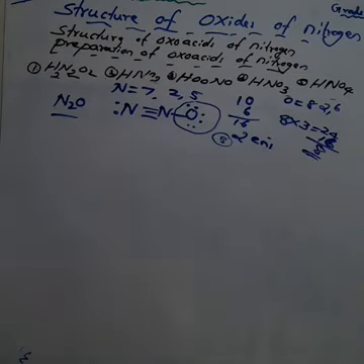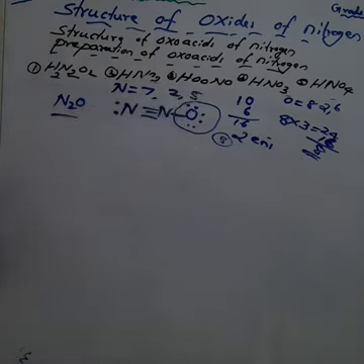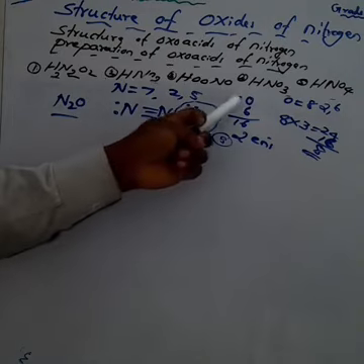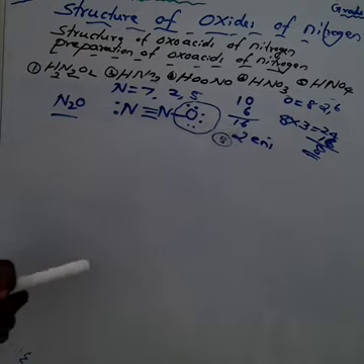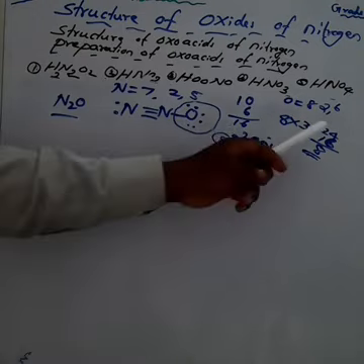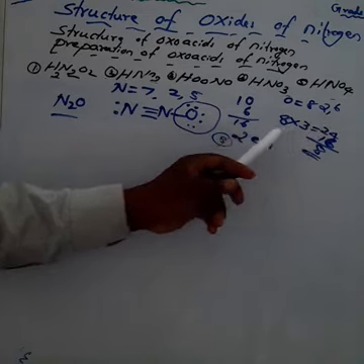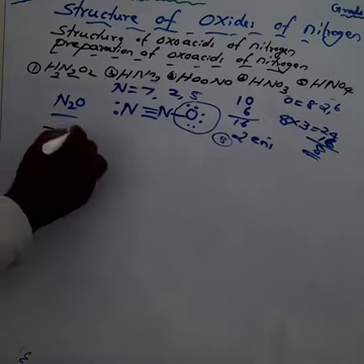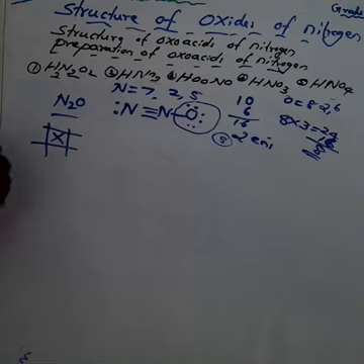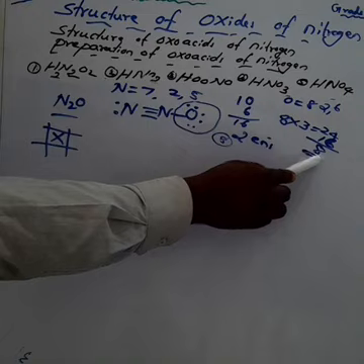First you have to find out the valence electrons. The valence electrons of 1 nitrogen is how much? 5. 2 nitrogens is 10. Oxygen is 6. So 10 plus 6, we have 16 electrons. But we need 24 electrons. Because, suppose I am taking 1 element, 1 element is surrounded by 8 electrons. Here we have 3 elements, so 3 into 8 is equal to 24. But here we have only 16 electrons. So 8 electrons are the shortage.